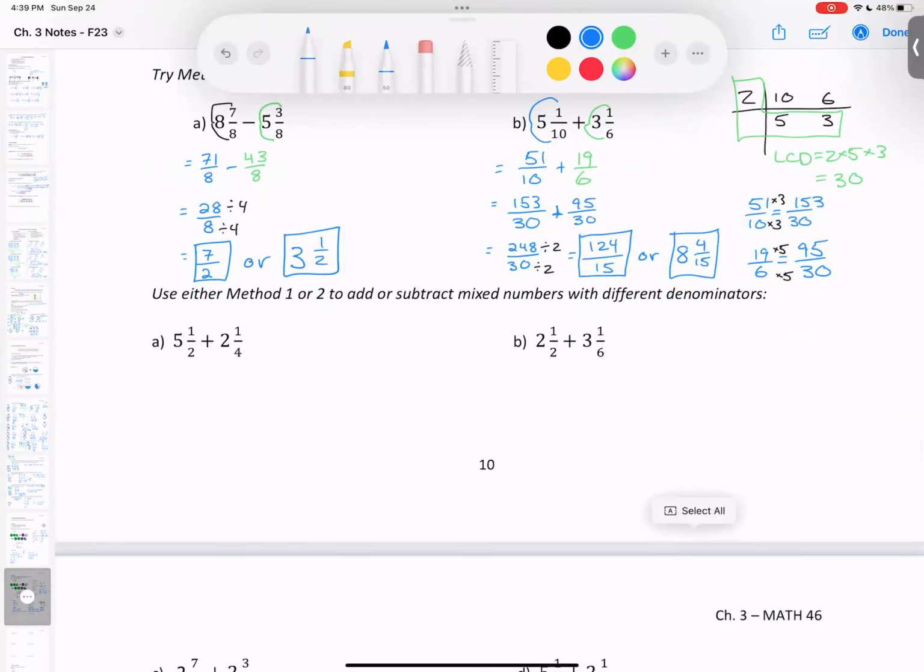Okay, these next ones then, you want to use either method 1 or 2 to add and subtract these mixed numbers. So try some of these on your own, and then we can do them together on the next video.